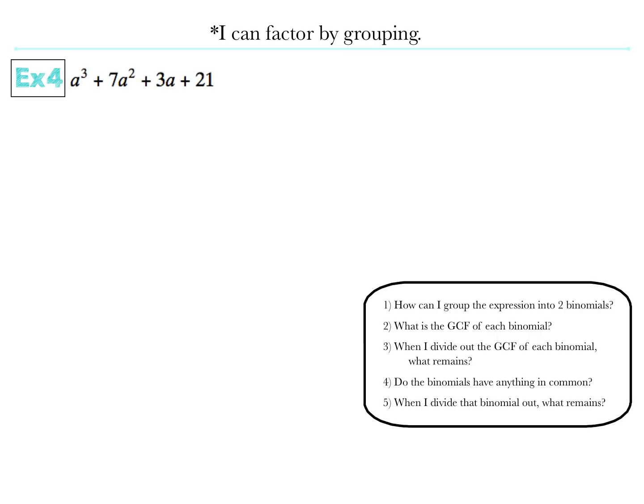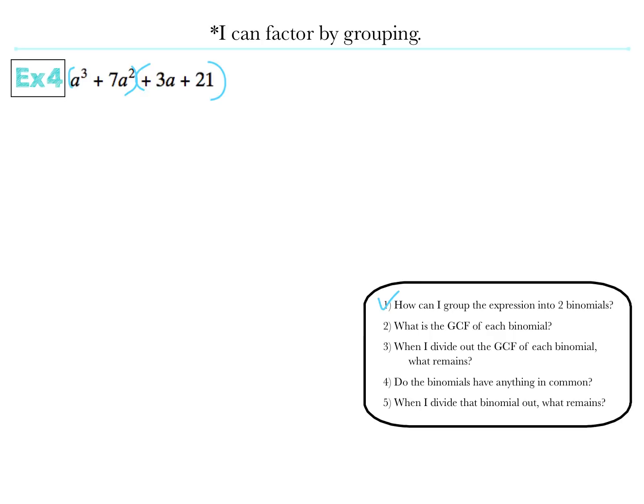So the first question is, how can I group the expression into 2 binomials? Well, there's 4 terms, so I'm going to group the first 2, and I'm going to group the second 2. One thing I want you to notice is I grouped the sign with the 3rd term, so make sure you pay attention to that. So I've grouped them into 2 binomials, and then what is the GCF of each binomial?